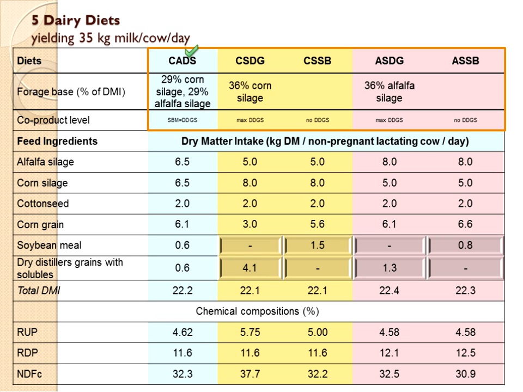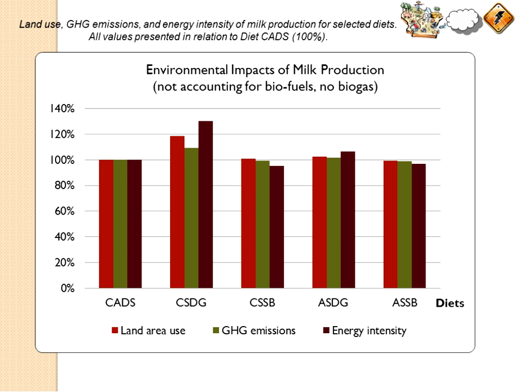Same with the alfalfa. And then this first one here, CADS, is kind of the average of all of them. We're using half corn silage, half alfalfa silage, feeding some soybean meal and some distillers grains. So these represent extreme cases, and this one represents the middle ground. All right, so let's look at the numbers and see what happens.